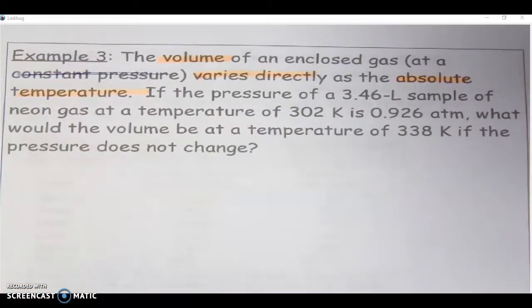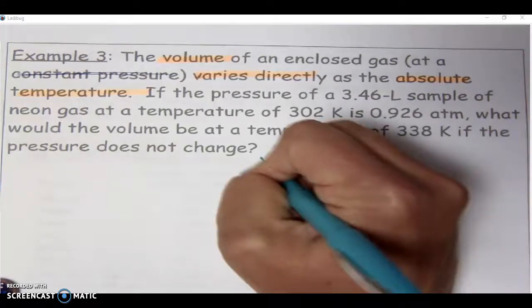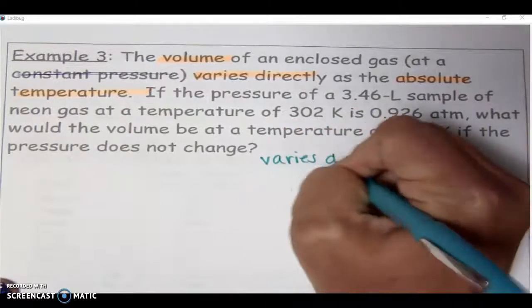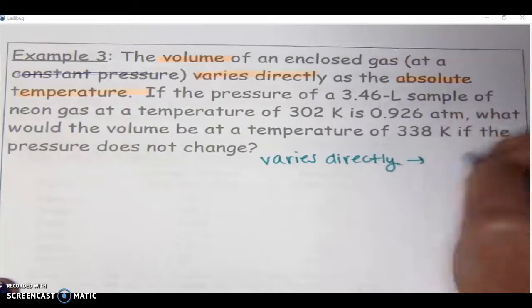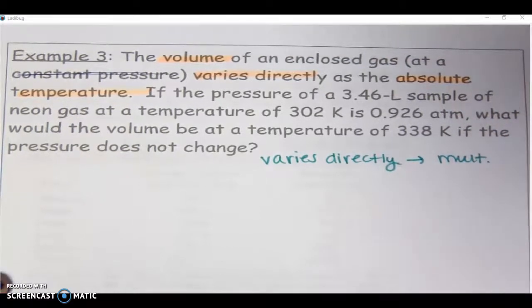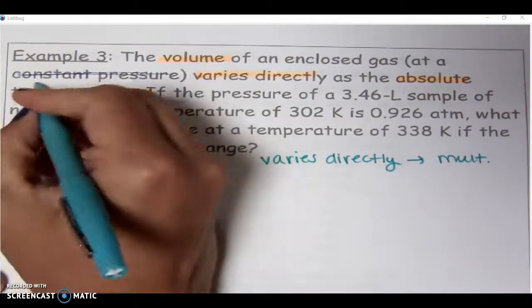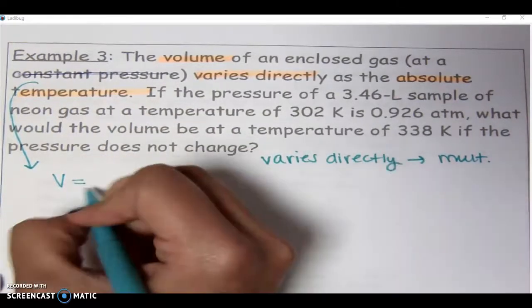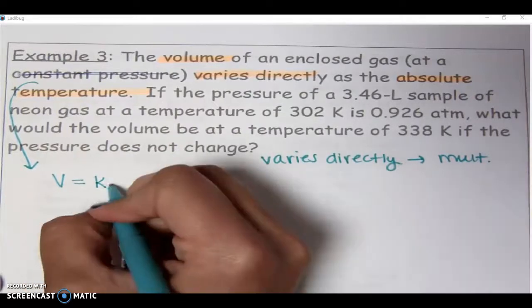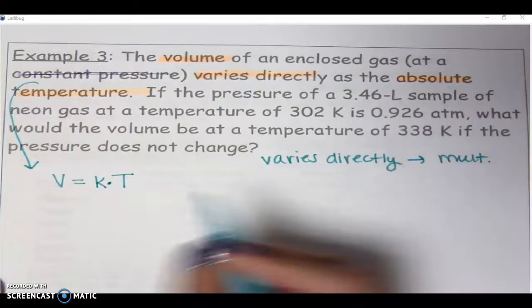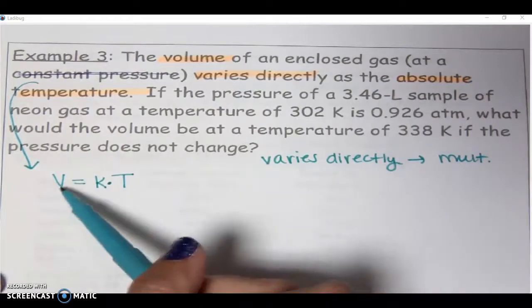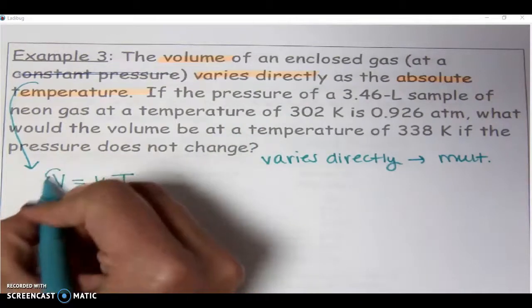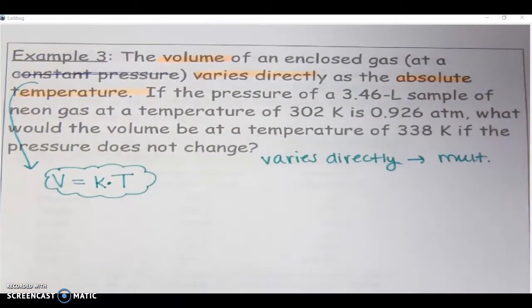So we're going to make an equation for that. Volume varies directly with absolute temperature. So guys, anytime you see varies directly, that means you're going to use multiplication. So volume equals, we're always going to have some constant of variation. So constant here we're just going to use as a K. So K times the temperature. So since it says volume varies directly with temperature, volume is equal to K times the temperature. So this is the equation that we're going to use.